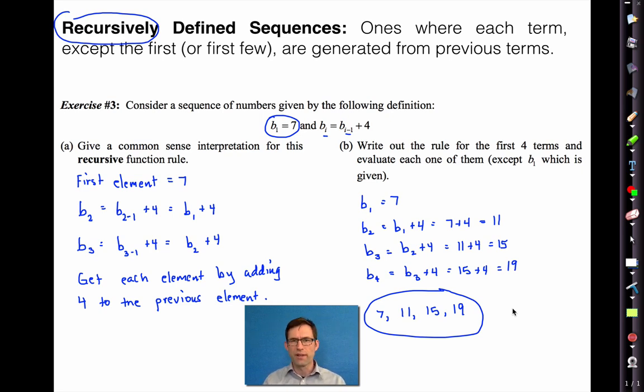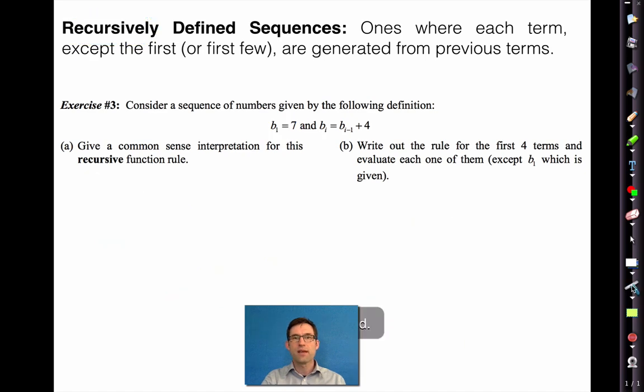Defined recursively. All right. In other words, we'll take each element and we will figure it out by looking at ones that came before it. All right. That's called a recursive definition. So I'm going to clear this out. And let's take a look at the next problem.